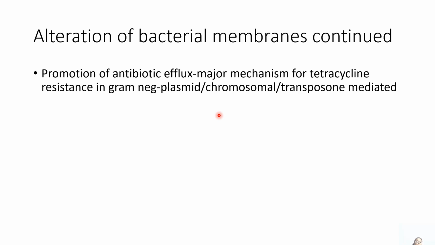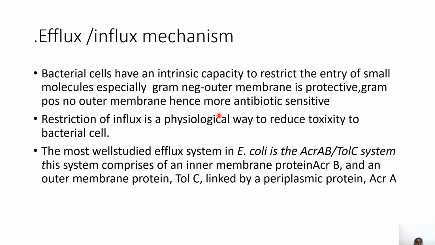Then there is promotion of antibiotic efflux. It's a major mechanism for tetracycline resistance in gram-negative bacteria, plasmid mediated as well. The bacterial system has an intrinsic capacity to restrict the entry of small molecules. The gram-negative outer membrane is protective, while gram-positive bacteria lack an outer membrane, hence are more antibiotic sensitive. Restriction of influx is a physiological way to reduce toxicity to the bacterial cell.